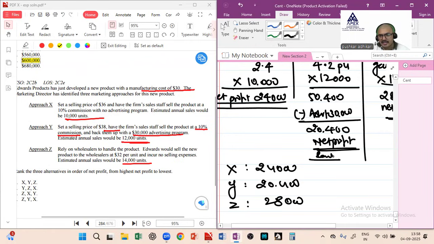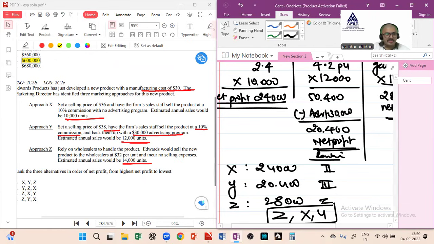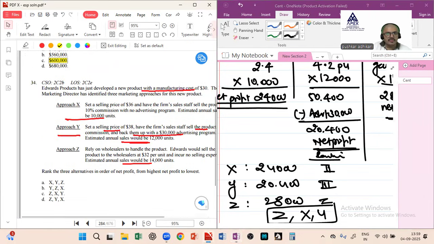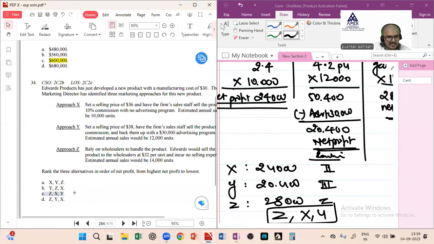Let's give them a ranking. Rank 1, rank 2, and rank 3. So what is the chosen alternative ranking? Z, X, Y. This is your answer. So do we have that? Z, X, Y. It's option number C. The answer is ZXY, which is option number C.